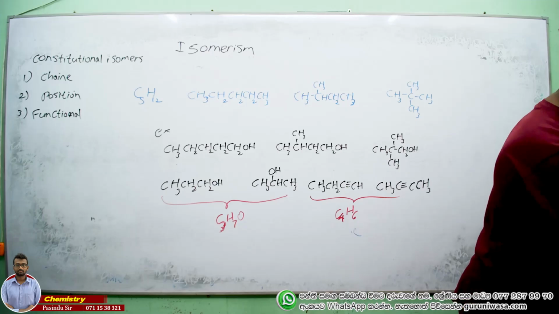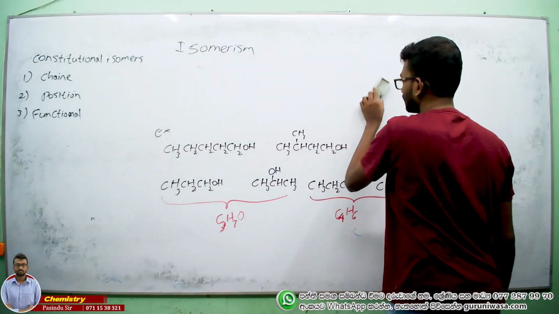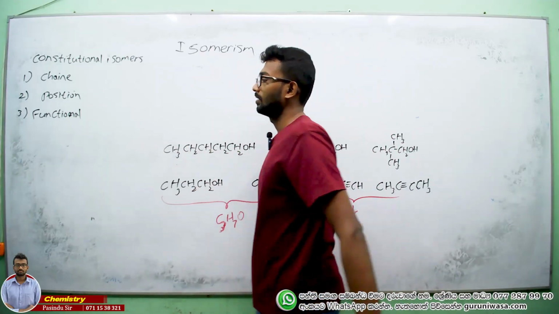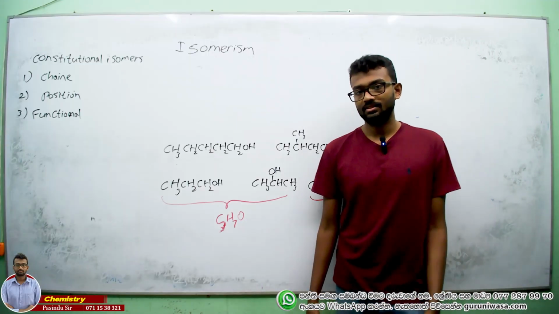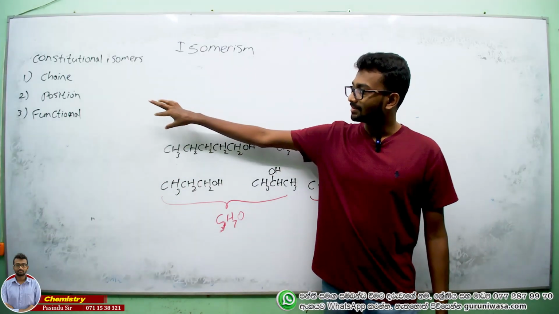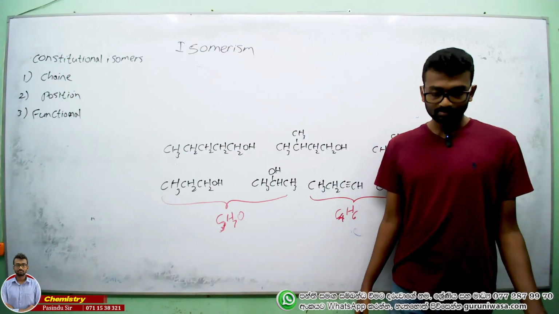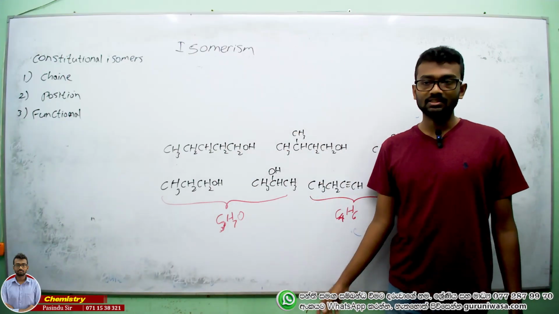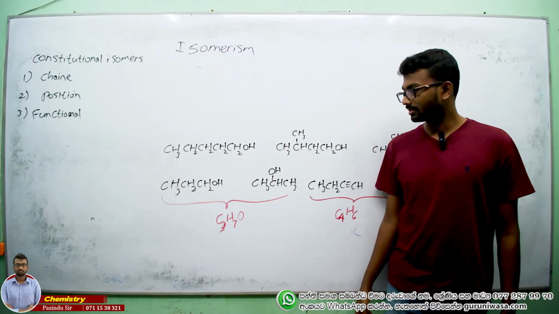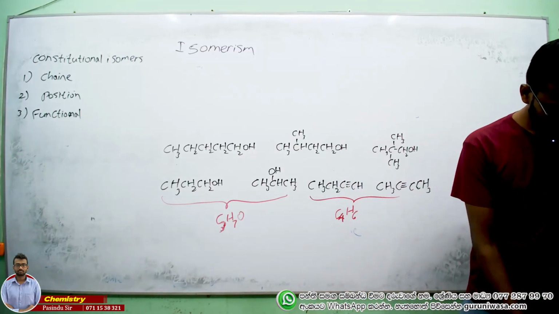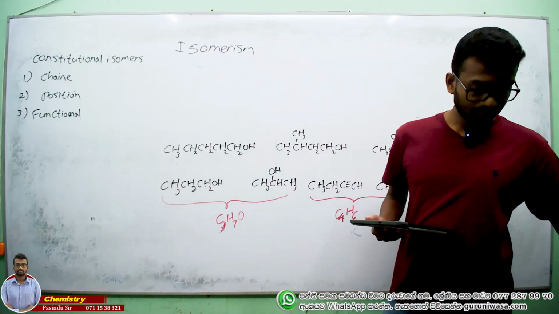Functional group isomers. So in this case, the functional group is changed while keeping the same molecular formula, right? Don't misunderstand these two terms, position isomers and functional group isomers. In functional group isomers, the functional group is changed. In position isomers, the position of the functional group is changed, right? So for example, this one.